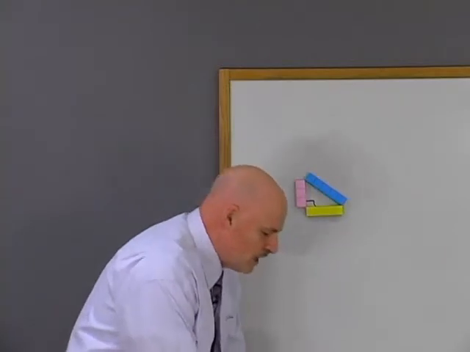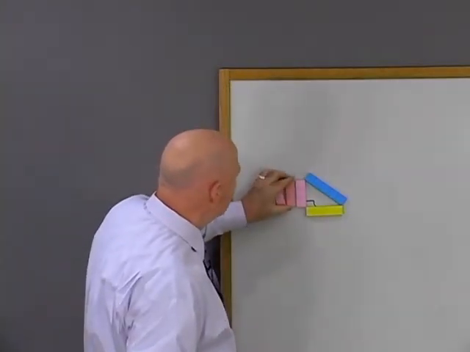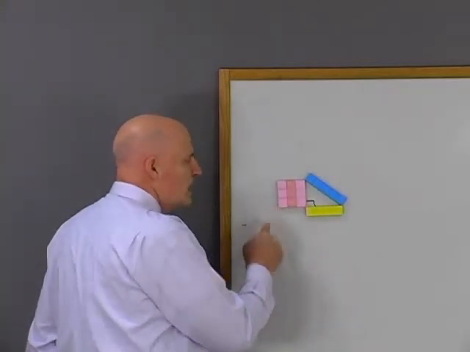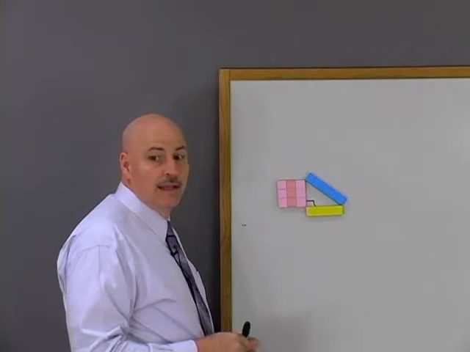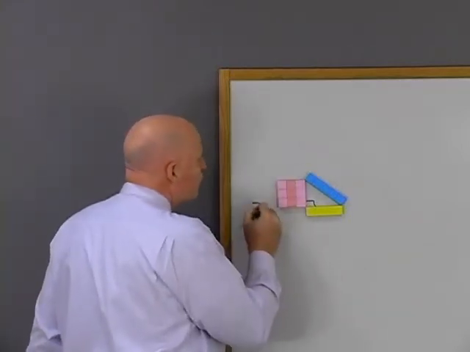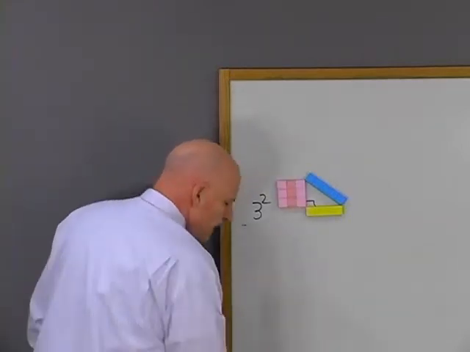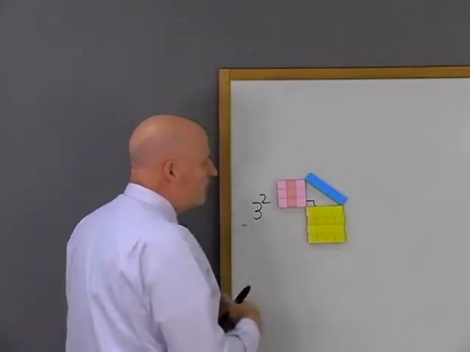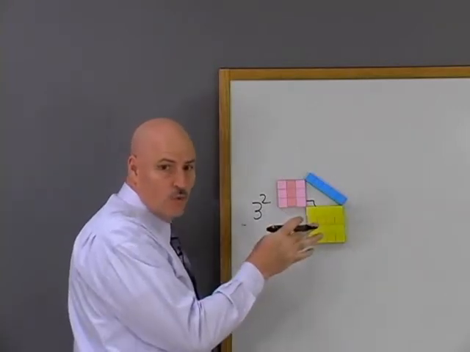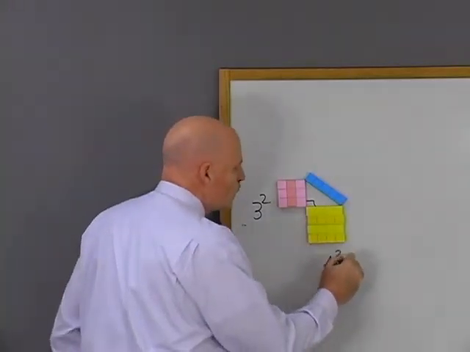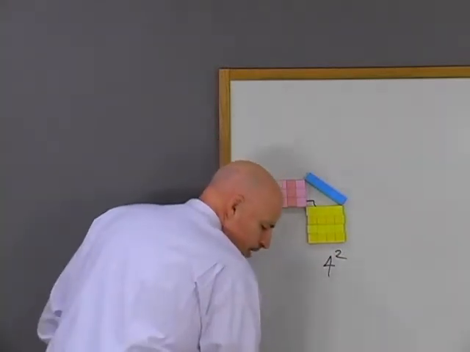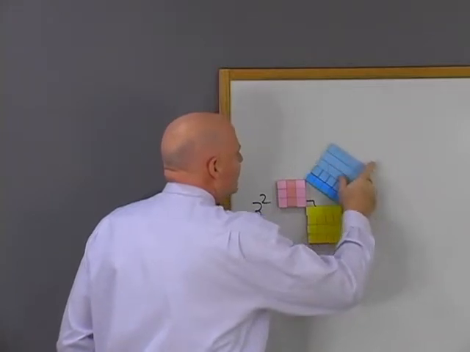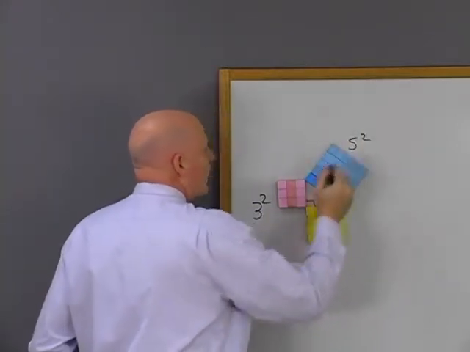But here's how we're going to use the blocks to illustrate this, and I hope this makes an indelible impression upon you, because now we have 3 by 3, and how do we write that algebraically? 3 squared. So this would be 3 squared. Here we have 4 by 4, or 4 counted 4 times, right? And this would be 4 squared. And if we were to put up here 5 by 5, this would be 5 squared.